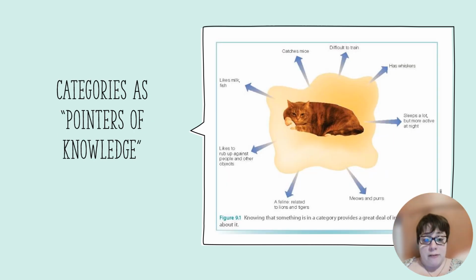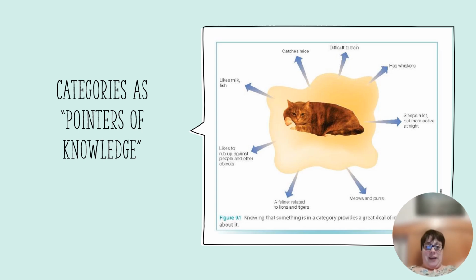But one of the most important functions of a category is to help us understand individual cases we may never have seen before. So, for example, being able to say that a furry animal across the street is a cat provides a great deal of information about it, such as likes milk, likes fish, catches mice, difficult to train, has whiskers, sleeps a lot, but is more active at night, meows and purrs, etc. Right? So membership of a novel object to a category provides us with a lot of information, right? So categories have therefore been called pointers of knowledge.